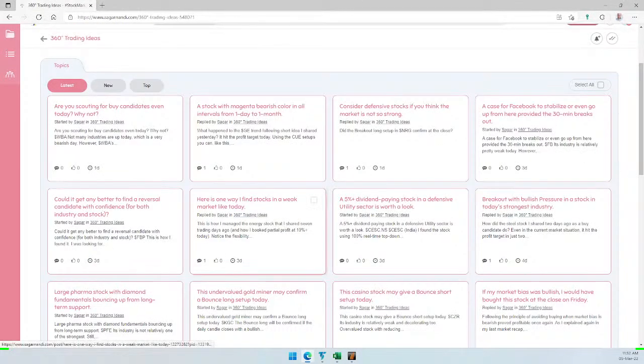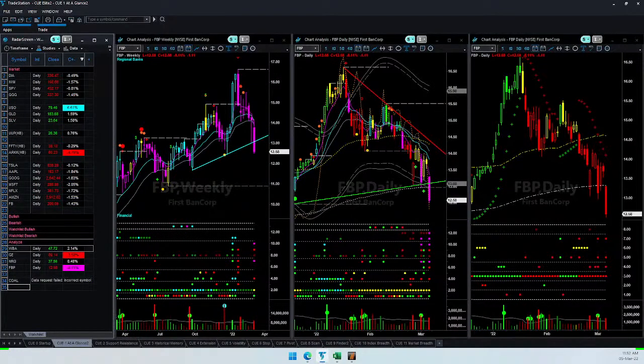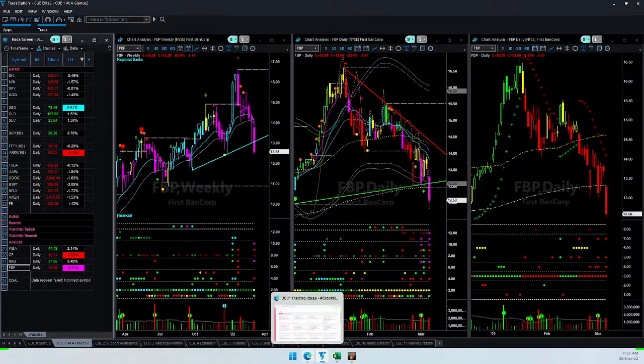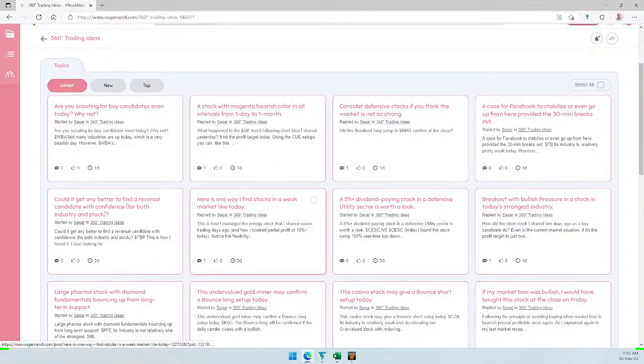Now let's look at some other trade ideas I shared recently, and let's use Q Elite on TradeStation because I have those symbols listed here. FBP. Let's look at the post also to know exactly how it looked when I shared the trade.